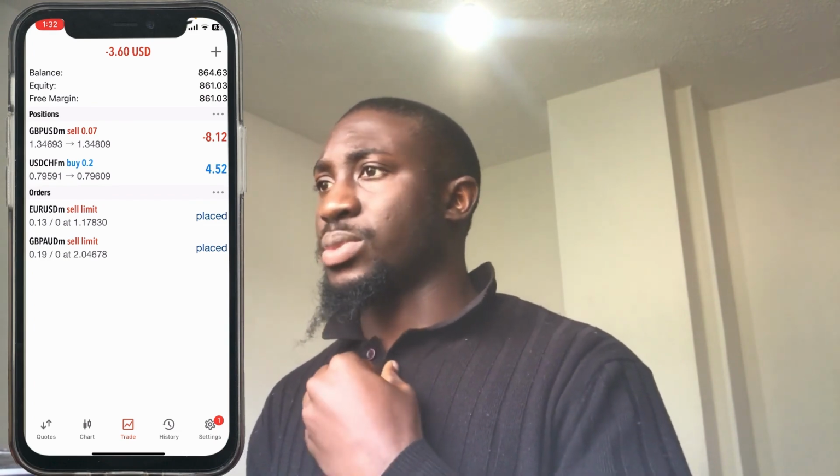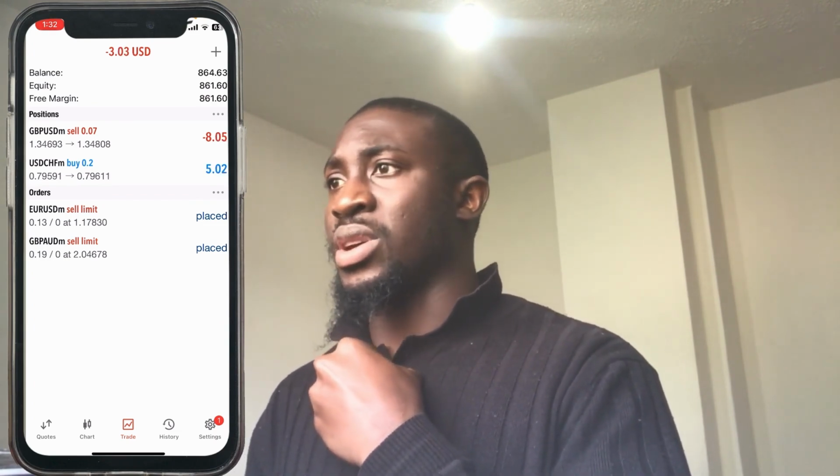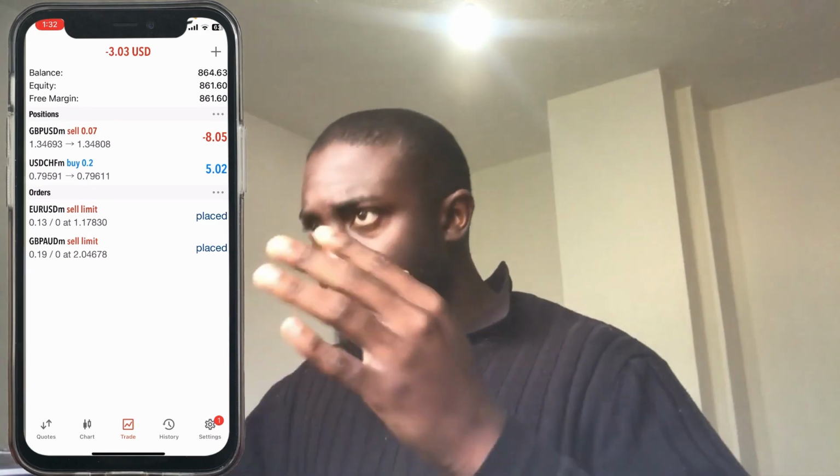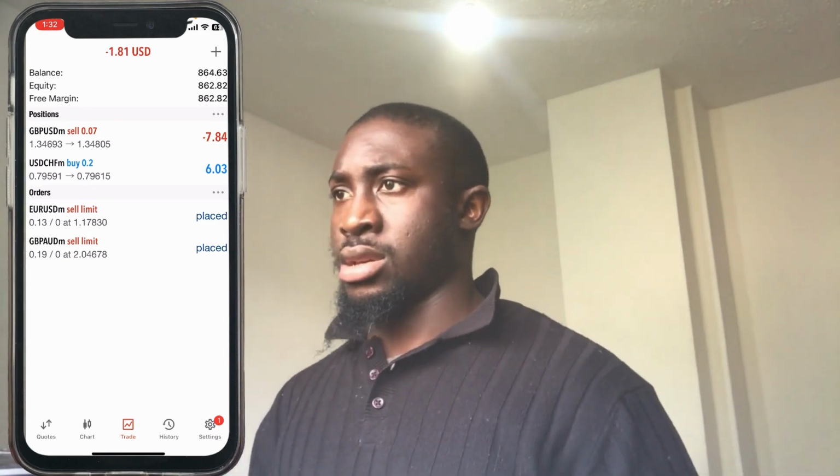So let's see how this trade is gonna play out from now till next week, or when it hits TP or, I don't know, stop loss or anything. But I want to take this risk. Yes. True.